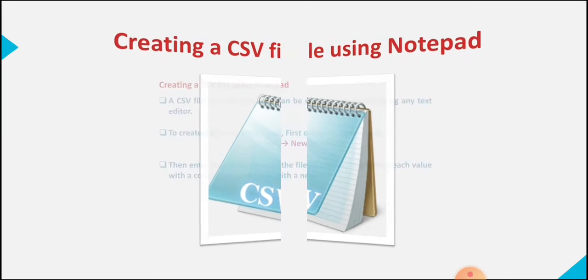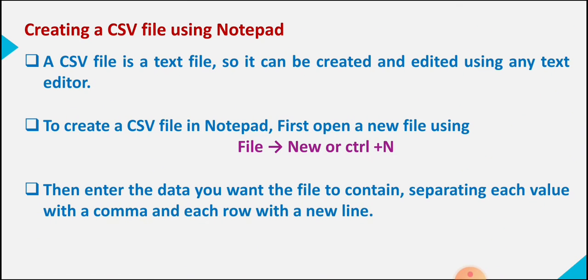Now you can see how to create a CSV file using Notepad. We know what is meant by Notepad: Notepad is one of the text editors. A CSV file is a text file, so it can be created and edited using any text editor. For that we first open Notepad. To open Notepad, we go to the Start menu and select the option Notepad. In the Notepad window, we click File, New or Control+N. A new Notepad window will be opened.